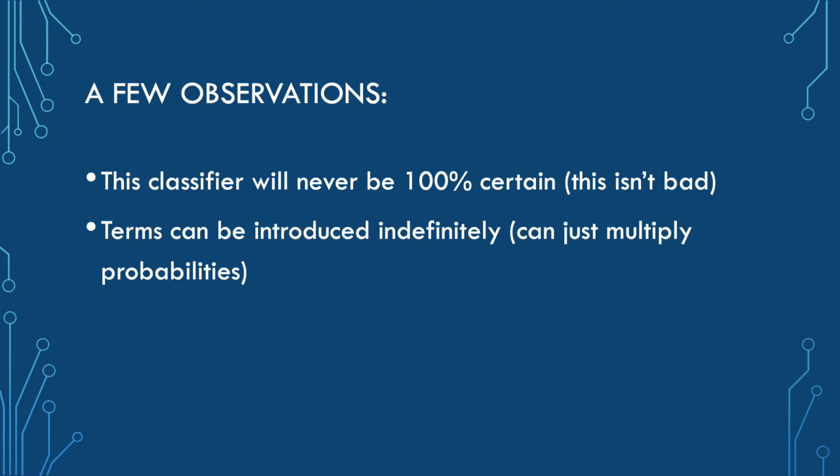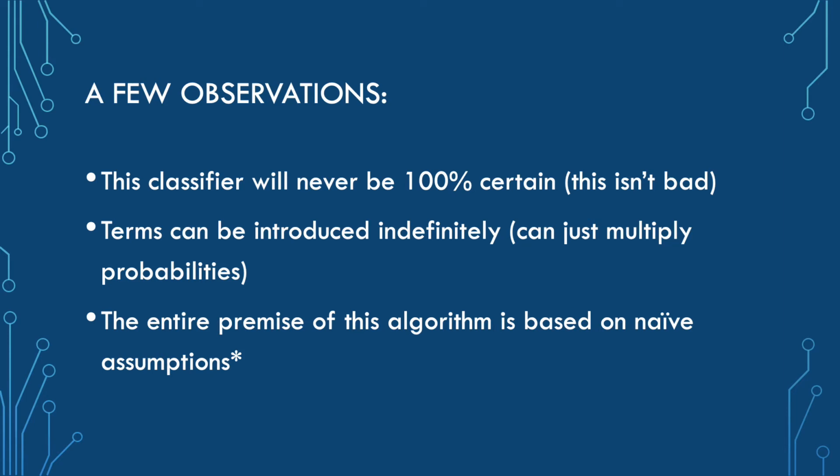Next, the way this is set up, you can also add terms indefinitely and just multiply the individual probabilities to spit out a final probability. This allows for a near limitless number of features to contribute to an overall outcome. Lastly, the entire premise of this algorithm is based on naive assumptions. This is both a blessing and a curse of the naive Bayes algorithm, which we'll talk more about later.